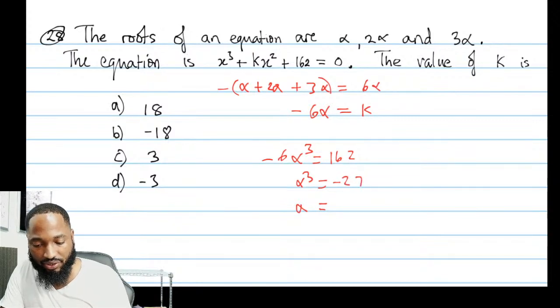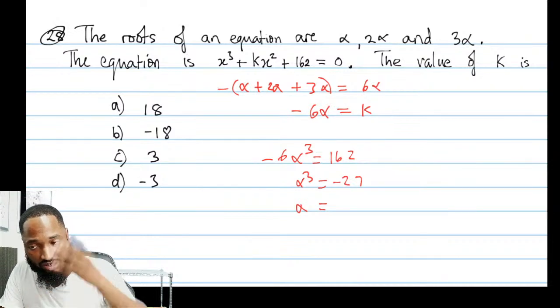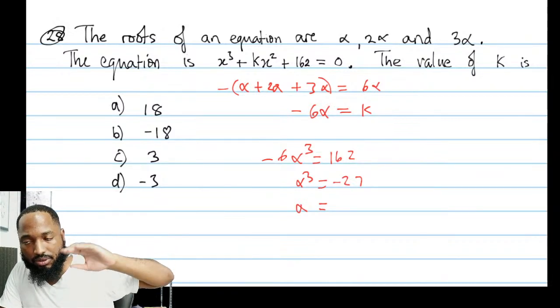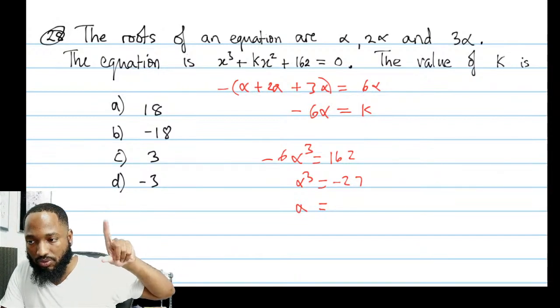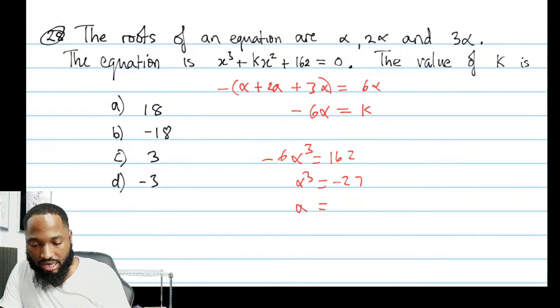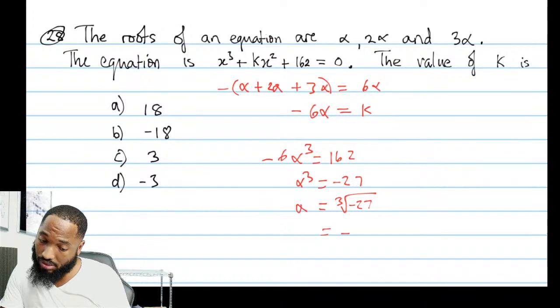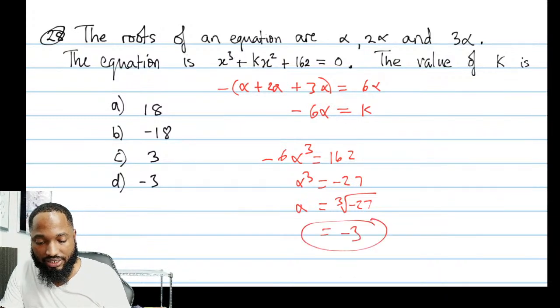So now I'm putting negative here, because the 6 came across, remember? The product would be negative and the sum would be negative. The sum of the products pairwise is the one that's positive. And the cube root of negative 27 can be done, that's negative 3. So good. Alpha is negative 3.